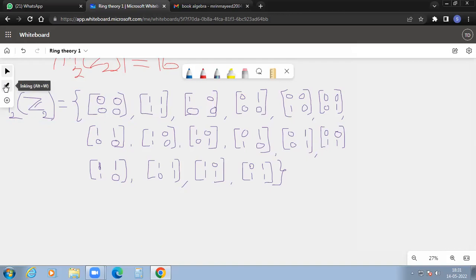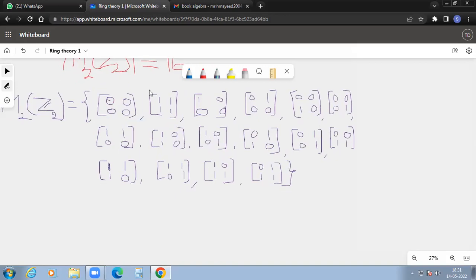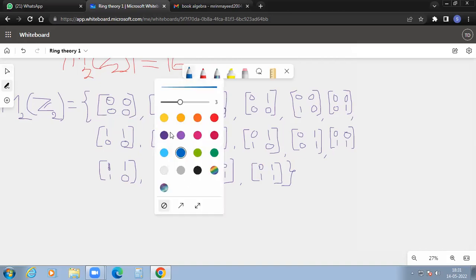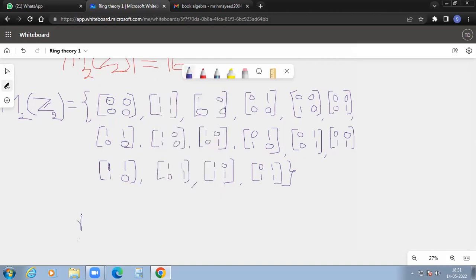The number of columns of the first matrix should be equal to the number of rows of the second matrix. What I mean is, you can have a matrix of order m by n.